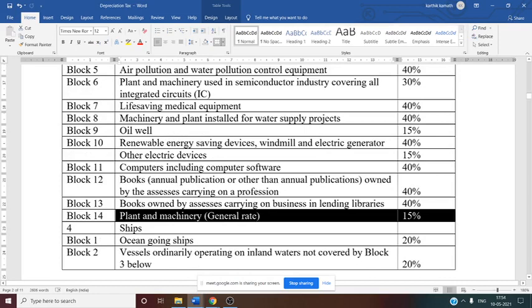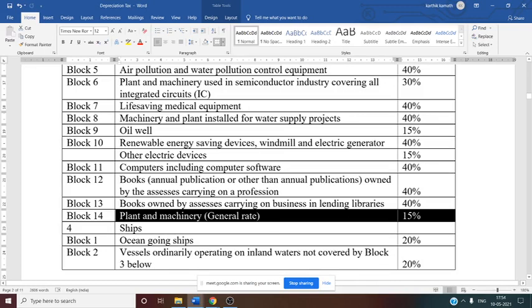Then ship, under ship, that is the main category. Fourth, ship, that is block 1, ocean going ship, that is 20%. Then vessels ordinarily operating on inland water and not covered in block 3, that is 20%. This is not that important. Then block 3, speedboats operating on inland water, that is 20%. Again, that is not that important.